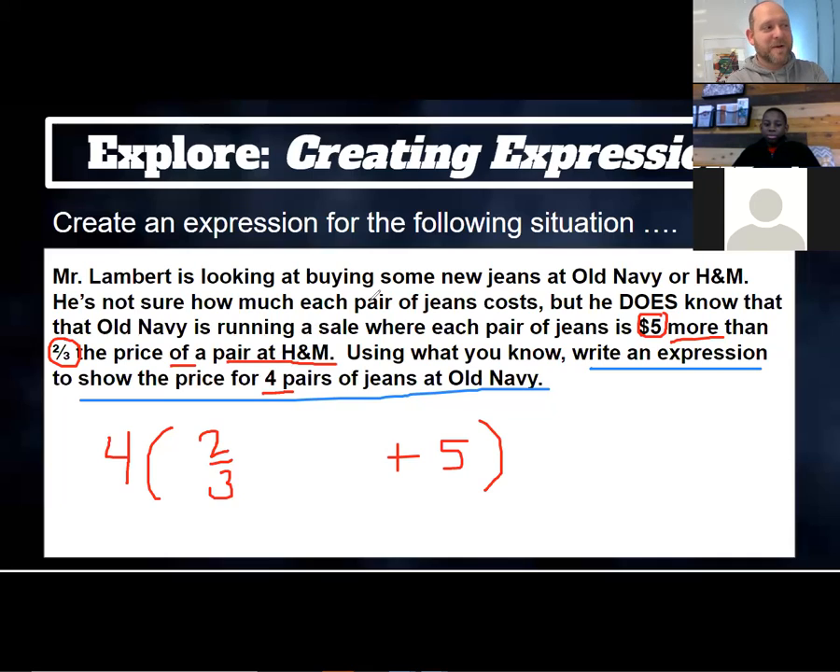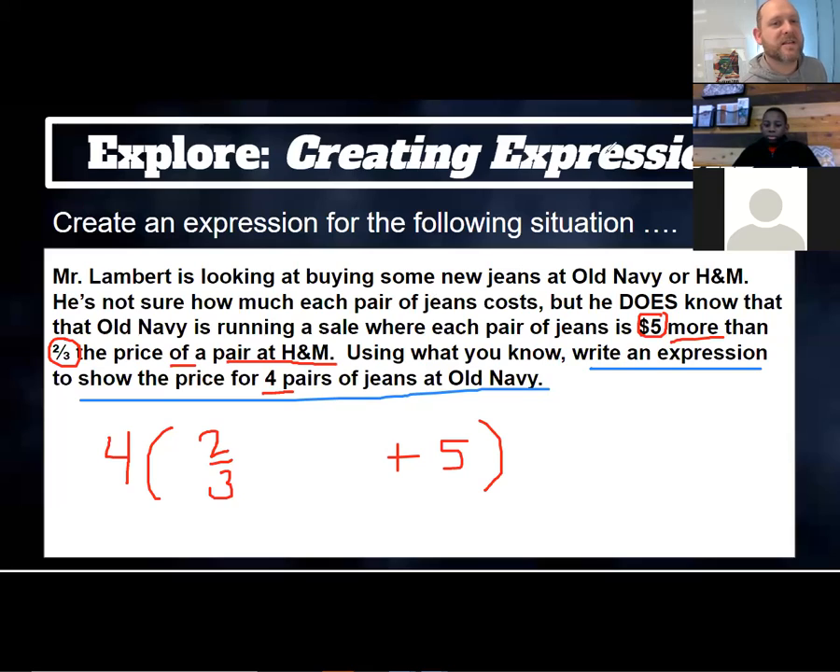Oh, I see. But a pair of jeans is only one set. I don't know why we call it a pair, but that's a good catch, Avery. In this case, it's talking about a pair of jeans, which is just 2 legs. So only one price. Do I know how much a pair is at H&M? Does our situation here tell me? No. Nope. So if I have an unknown value, what do I need to make it?